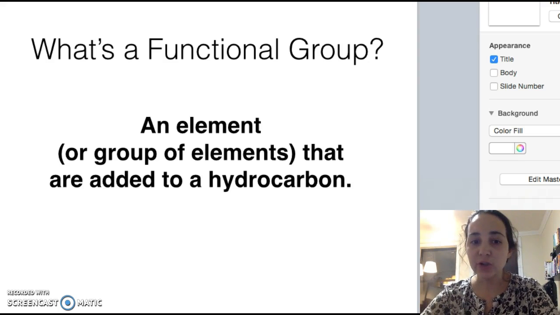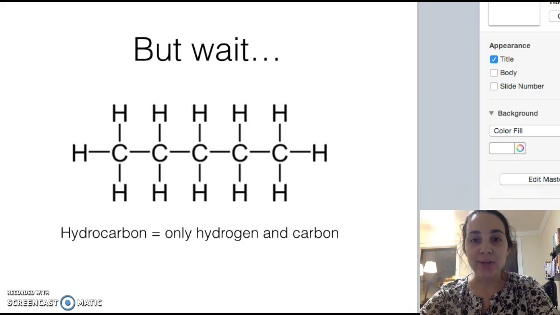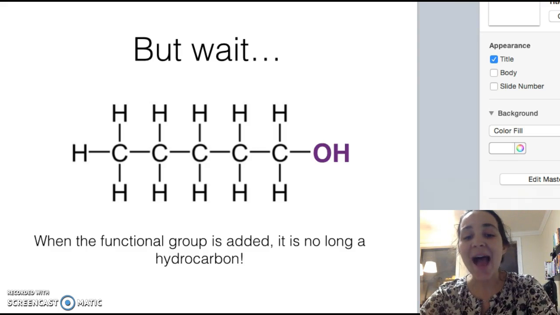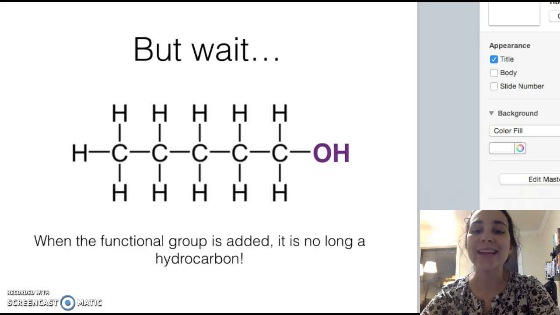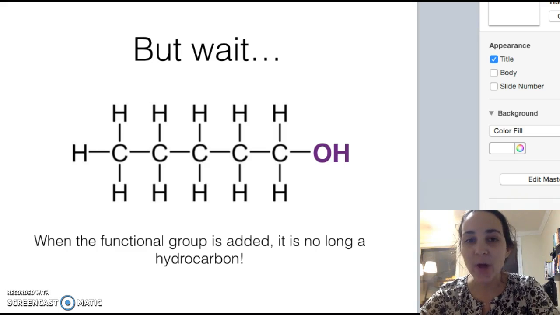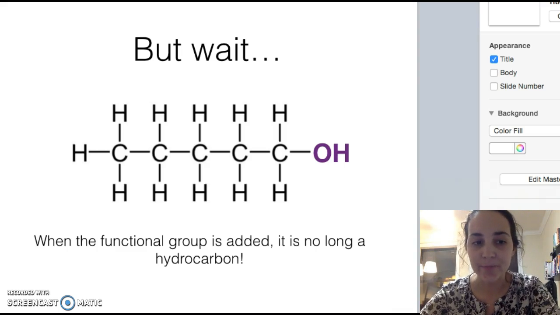Now, like I said before, a functional group is an element or a group of elements that are added to a hydrocarbon. If you remember back to the hydrocarbon definition, hydrocarbons are made of only hydrogen and carbon. So if I'm adding a functional group, I'm no longer actually considered a hydrocarbon. However, I'm still considered an organic molecule. On the screen now, you can see that I have an organic molecule. That's a molecule that has carbon and hydrogen, but it does not have only hydrogen and carbon. It has an oxygen in it as well.